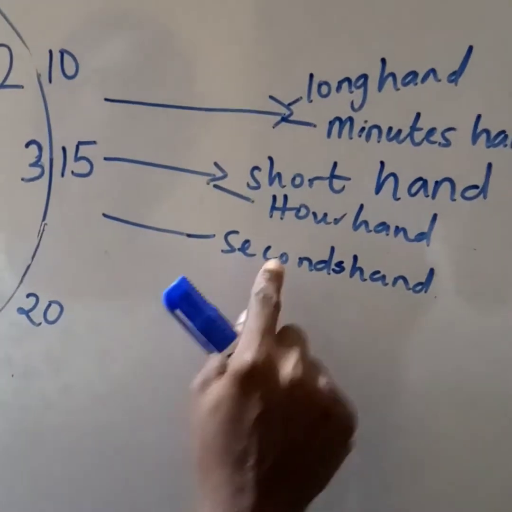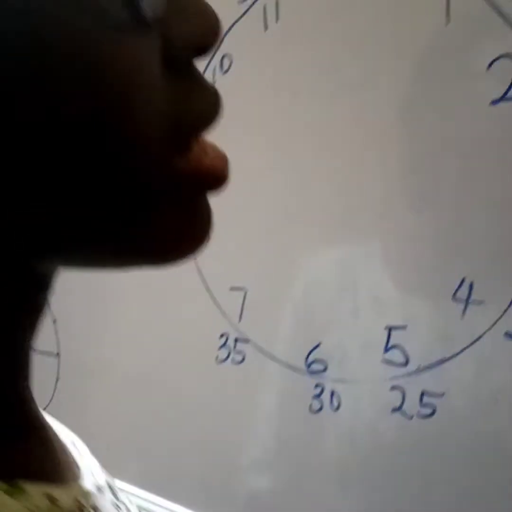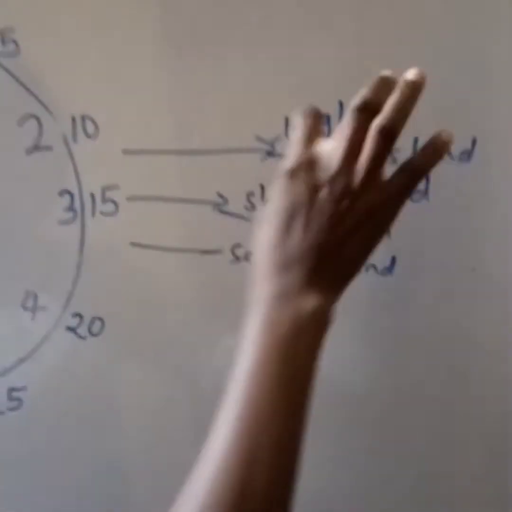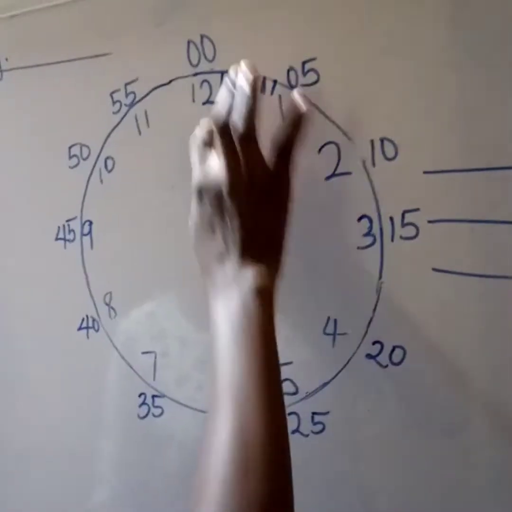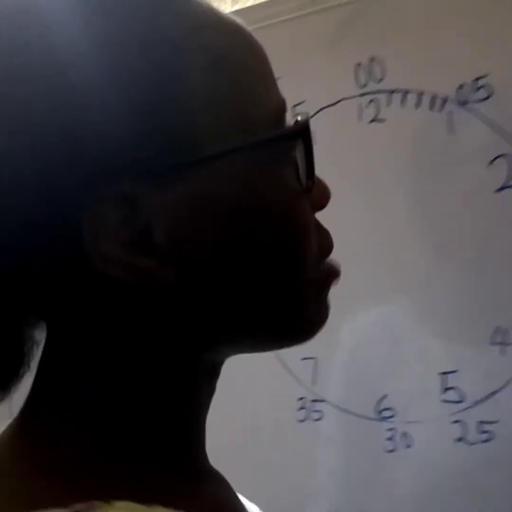It is when this second hand has moved round the clock, counting 60, before 1 minute, that this long hand can move. Then 60 minutes make 1 hour. This minute hand will have moved round the clock from 12 back to 12 before an hour can be taken.